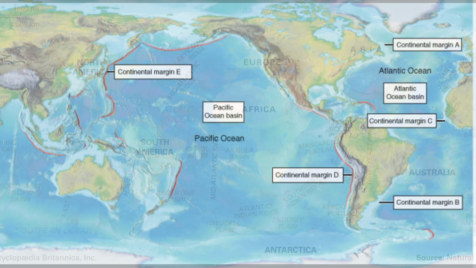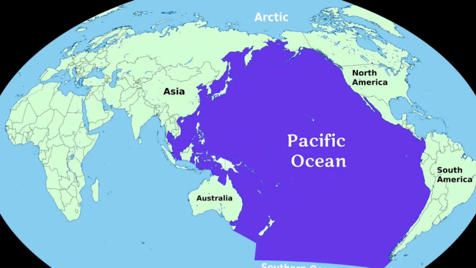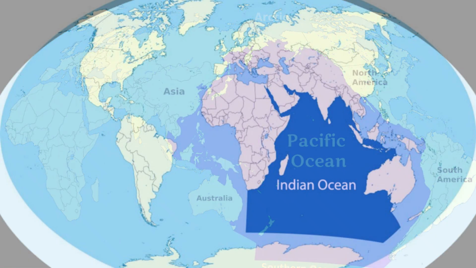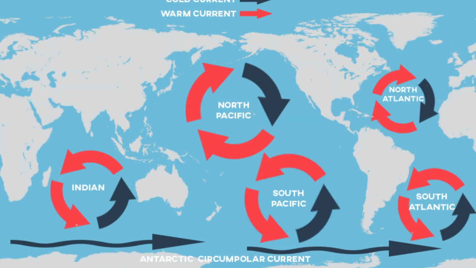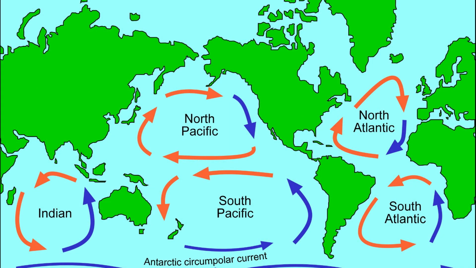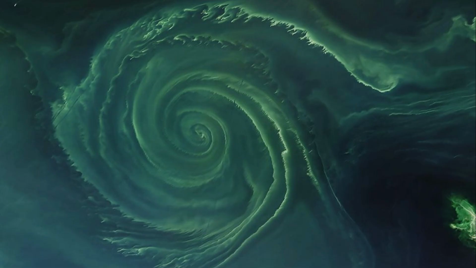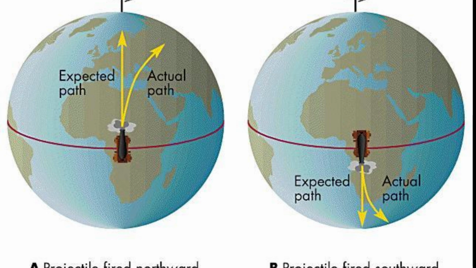Gyres. These are large, circular ocean current systems found in each of the major ocean basins: Atlantic, Pacific, Indian. The 5 major gyres are North Atlantic Gyre, South Atlantic Gyre, North Pacific Gyre, South Pacific Gyre, Indian Ocean Gyre. The gyres rotate clockwise in the northern hemisphere and counterclockwise in the southern hemisphere, a result of the Coriolis effect.